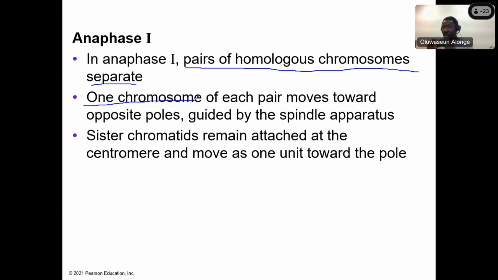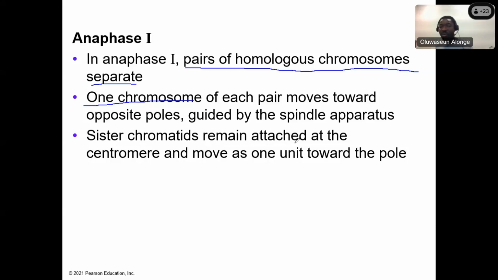Does that make sense? Is one chromosome going to different side, because we have 2 sets and one of each set is going to different side, not half going to different side. It's a whole one set, one of each set is now going to different side.